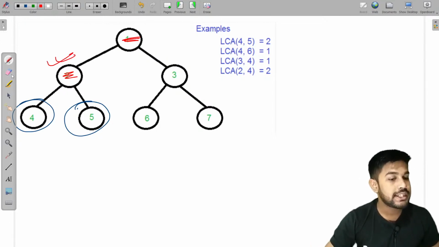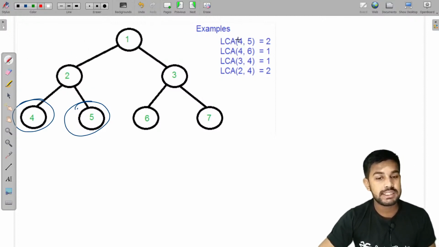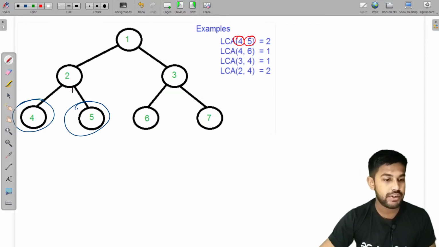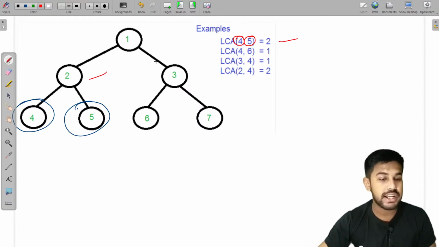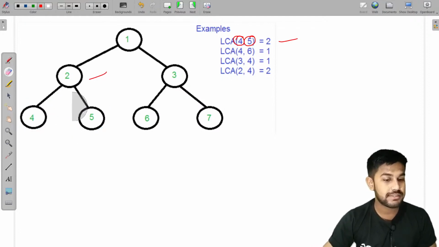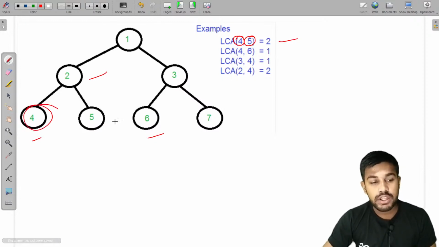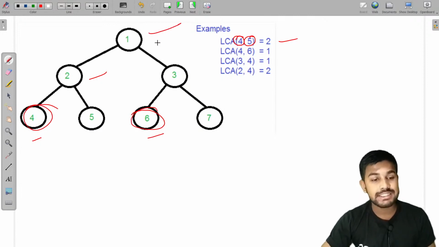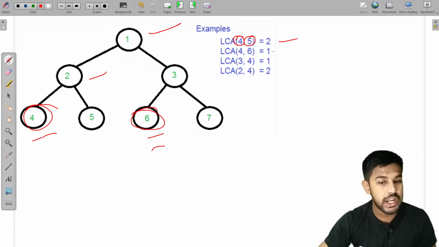Now let us understand the ancestors of those. Let us consider the ancestors of 4 and 5. So where are 4 and 5? 4 and 5 are here. 1 is also an ancestor of 4 and 5, 2 is also an ancestor of 4 and 5. So we would write here 2, so 2 is our answer. Then 4 and 6. We can see that for 4 and 6, this is not the ancestor. This is the ancestor which has both, so we are reporting 1.